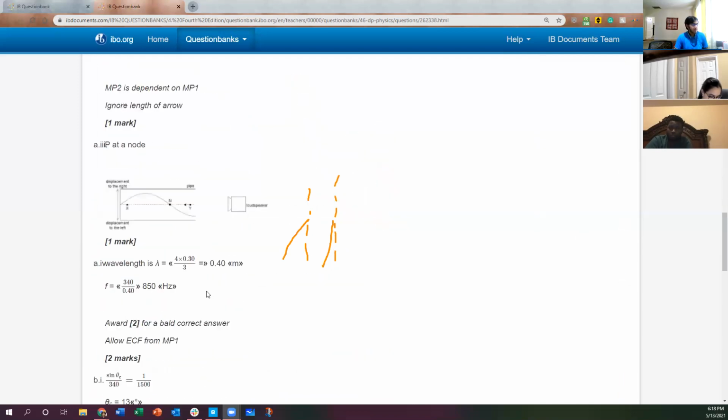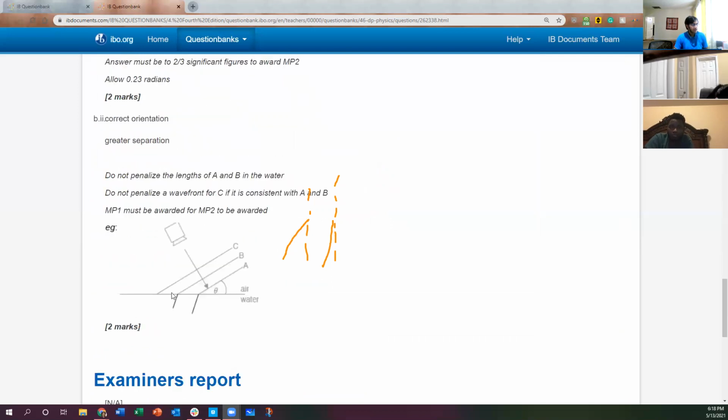On the mark scheme, they drew it like that. Okay, greater separation. That's the point. They have to be more separated than they were before. You see how that's turned more, and the separation is greater than this from there. Do not penalize the lengths of A and B in water. That's fine. Wavefront of C, see if it's consistent. Yeah. Okay.